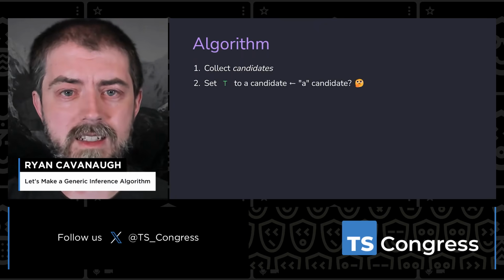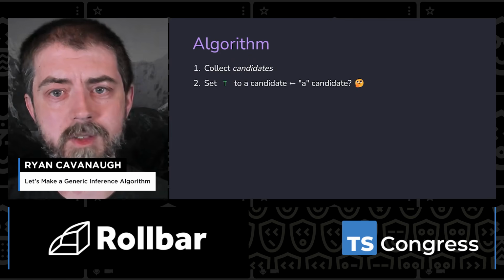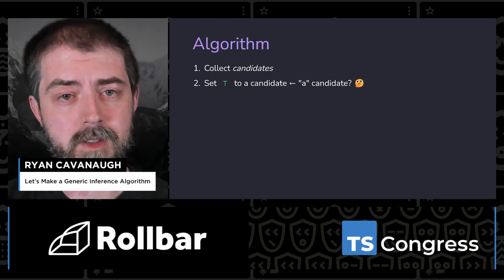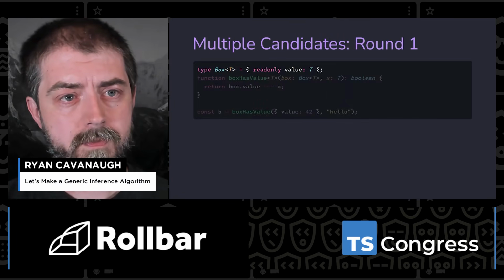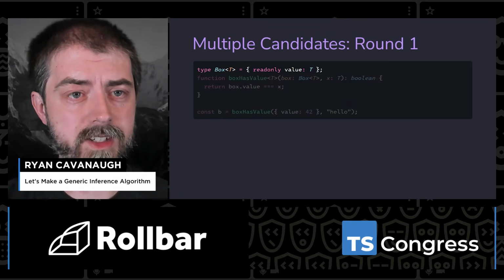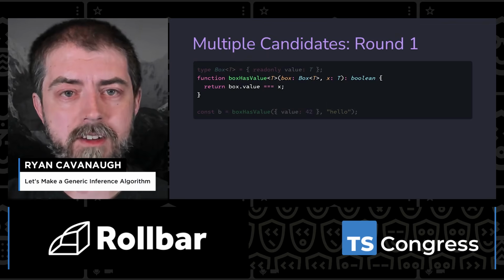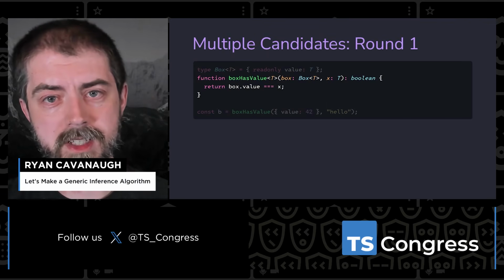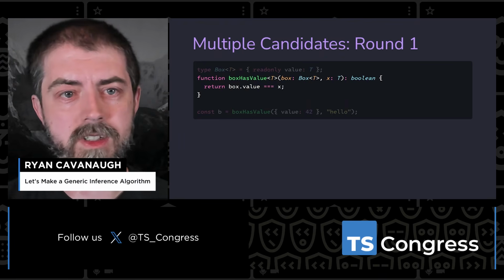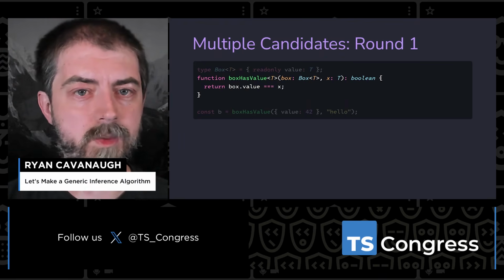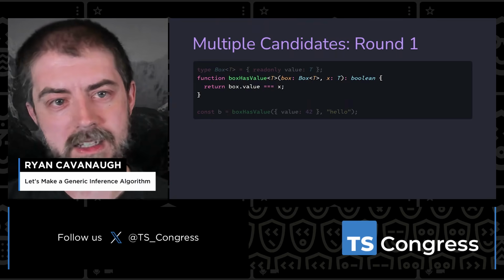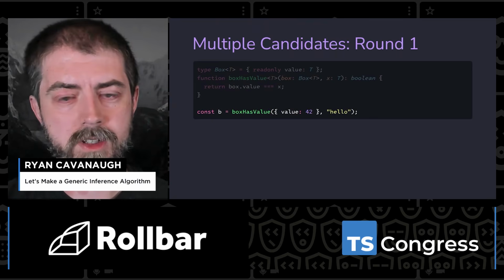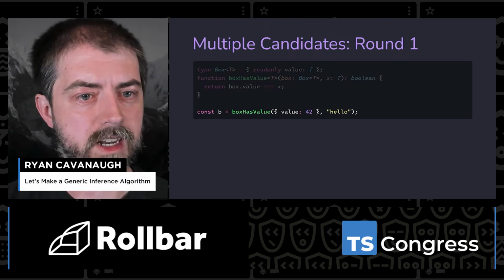But a candidate is unsatisfying. That seems underspecified. If there's only one candidate, that's straightforward. But what if there are multiple candidates? Box, unchanged in this example, but now we have box has value of t. It takes a box, which is a box of t, and it takes an x, which is a t, and it tells you whether or not the value in the box matches the x that you gave it. And you call it, and you say value : 42, and the string hello is your x value.